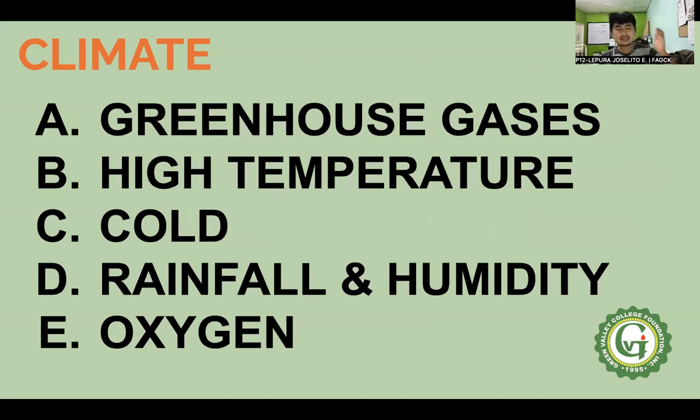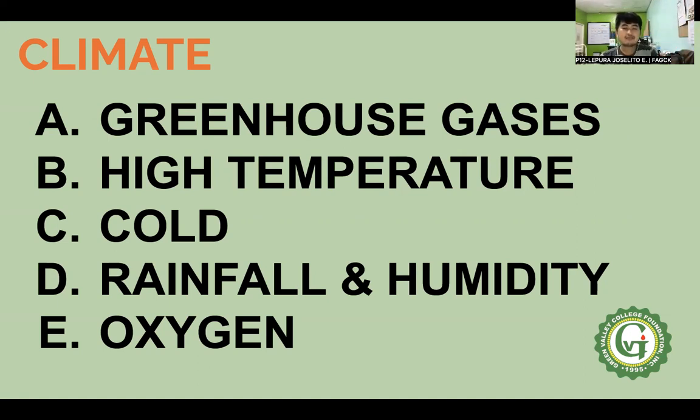Also under your climate, we have five: the greenhouse gases, high temperature, cold, rainfall and humidity, and oxygen. Again, na-explain ko na si greenhouse gases; alam ko, alam nyo na yan. Greenhouse gases are formed because of the increase in carbon dioxide in our atmosphere, and because of greenhouse gases, nagkakaroon ng high temperature. Kasi nga maraming carbon dioxide, mainit. Now, cold. Kasi hindi na nadidistribute ng mabuti yung sunlight, kasi nga may mga butas na, wala na tayong ozone layer. I mean, malaki na yung hole ng ozone layer natin.